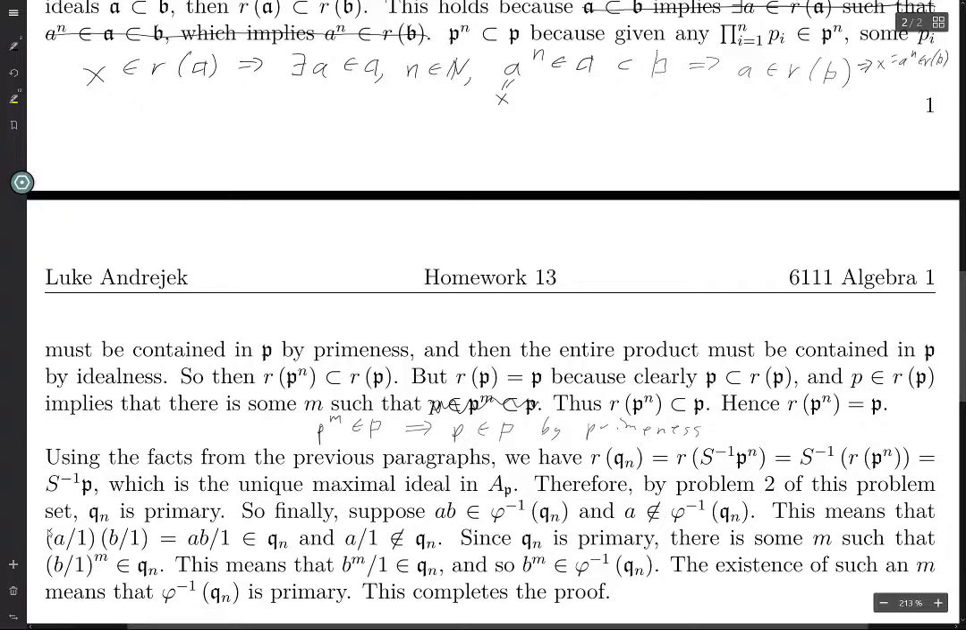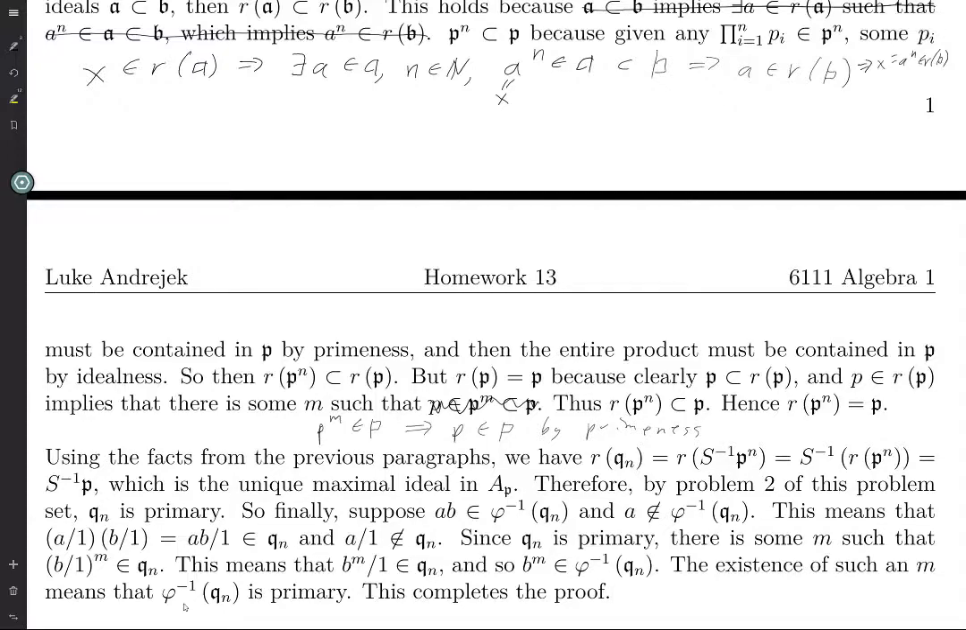That is, there is some m such that B over 1 to the m is in Qn, but this is just B to the m over 1, which is in Qn. But this is precisely the image under phi of B to the m. So that means that B to the m is in phi inverse Qn. So if AB is in phi inverse Qn and A is not in phi inverse Qn, then there's some m such that B to the m is in phi inverse Qn. That's what it means for phi inverse Qn to be primary, and that's what we wanted to prove. We've done it, so we're done. Whew.